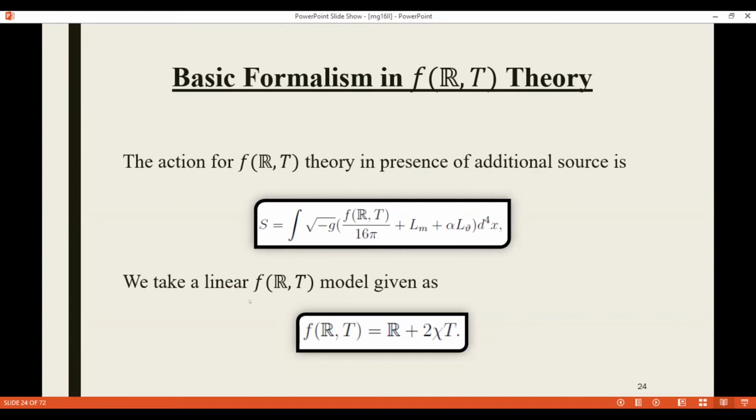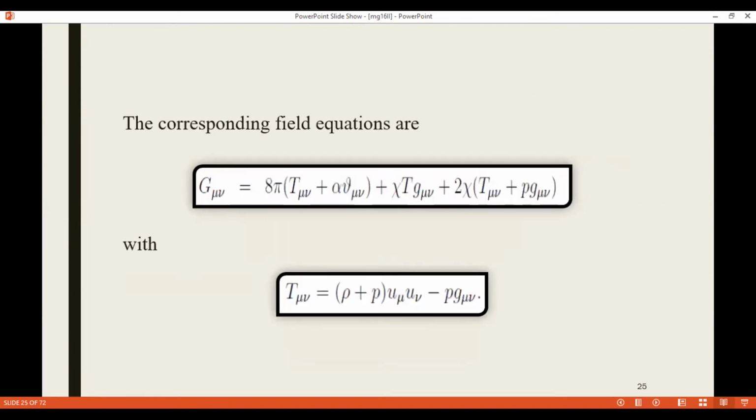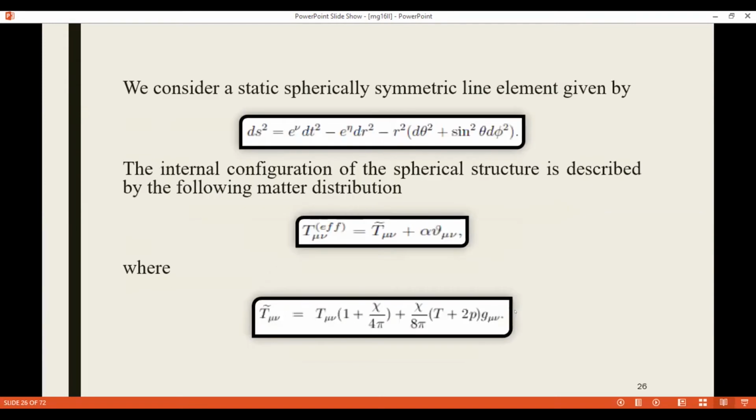For the sake of simplicity, we take a particular model, which is the linear F(R,T) model. Here chi is the coupling constant of this model. So we can formulate the corresponding field equations in this form, and we consider an isotropic fluid, which is a perfect fluid. Here rho and p are the energy density and pressure. We take a static spherically symmetric line element in this form. Here obviously nu and eta are unknown functions of r.